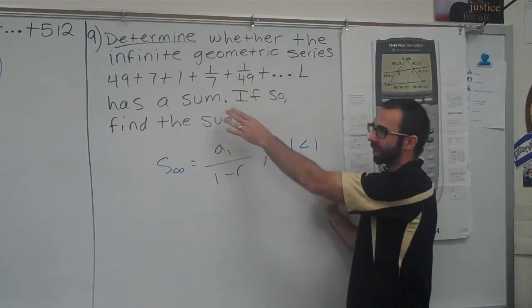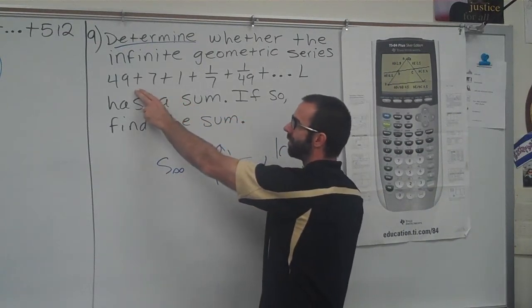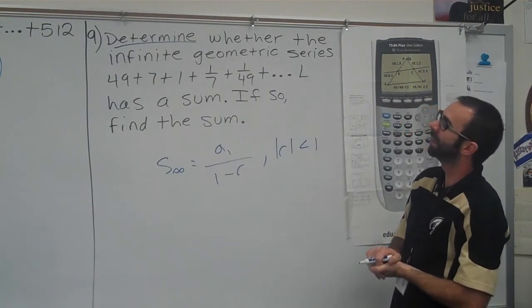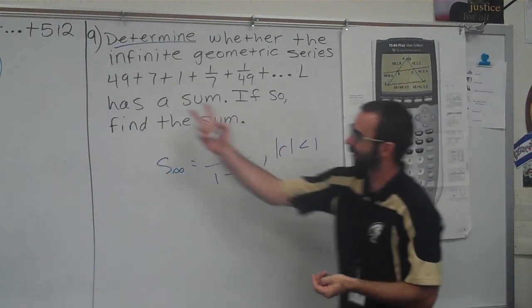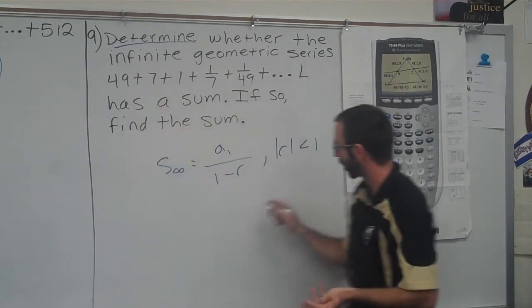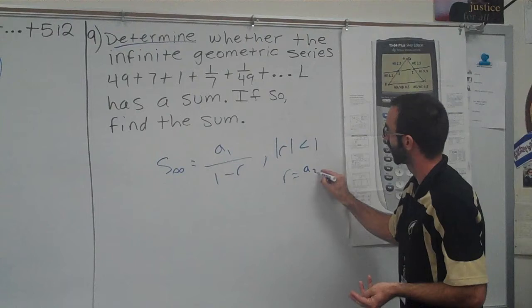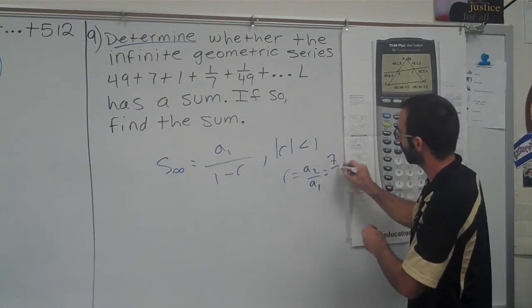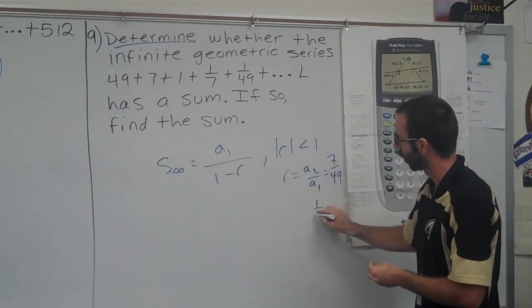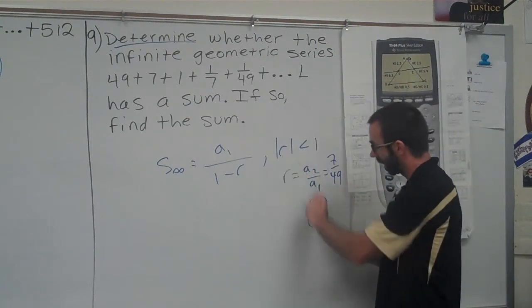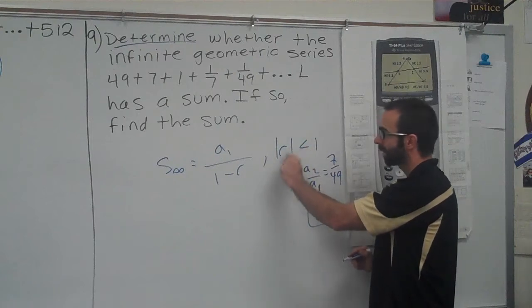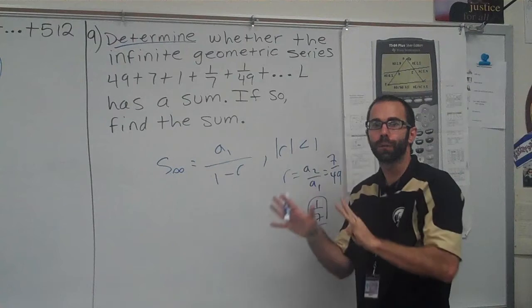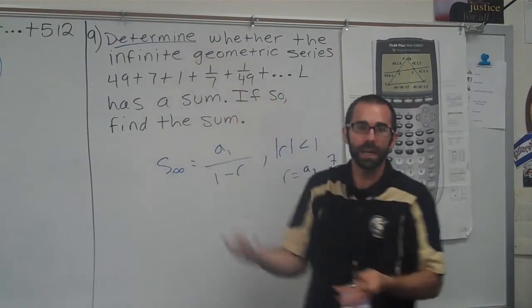So let's just first check this right here. Does this have a sum? Well, if we want to find r, it's easy. Just take two terms and divide them. So r equals a sub 2 over a sub 1, which is 7 over 49, which is 1 over 7. And the absolute value of 1 over 7 is 1 over 7, so 1 over 7 is less than 1. Therefore, yes, there is a sum.